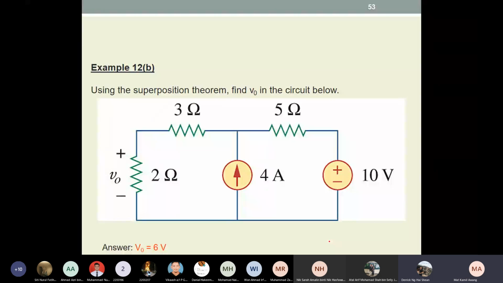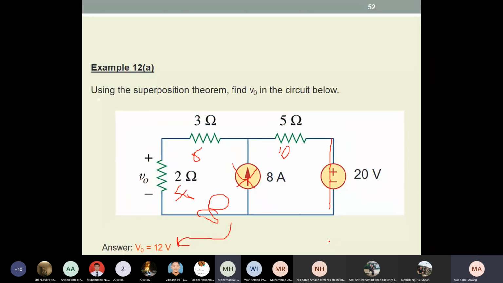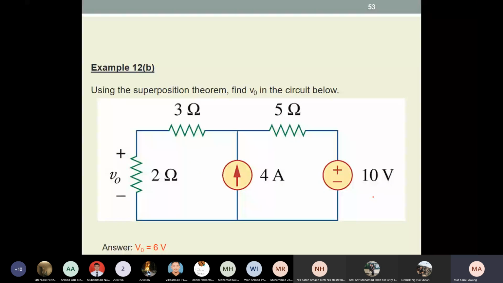Now this one. See this? 8 amp, 20 volt. Okay. And this is 4, 10. Reduced by half, right? So the answer is 6, reduced by half. Linearity property. The calculation is still the same.